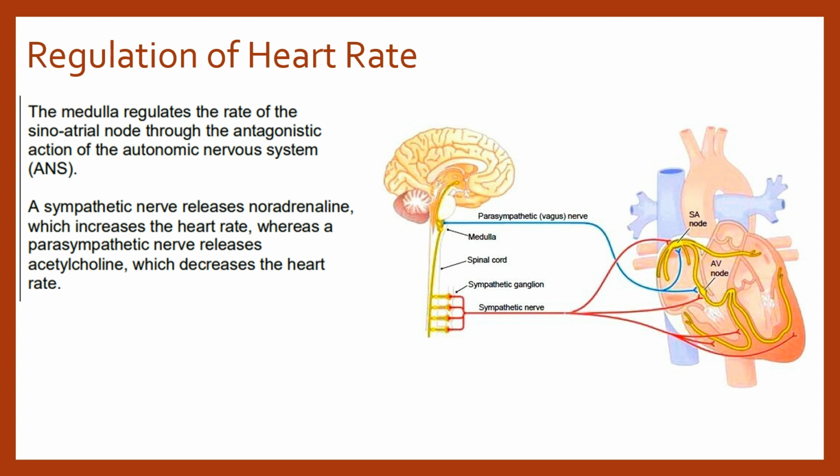And then when we want to slow the heart rate back down, the parasympathetic, nicknamed rest and digest, will send out signals via parasympathetic nerves to the SA node, releasing the neurotransmitter acetylcholine, and that instructs the SA node to slow down the frequency with which it sends out its electrical impulses, and thus the heart rate decreases.